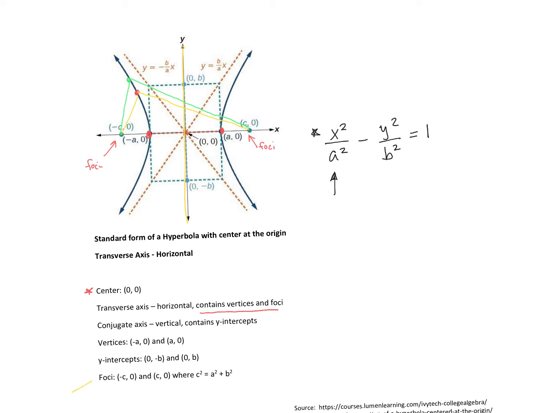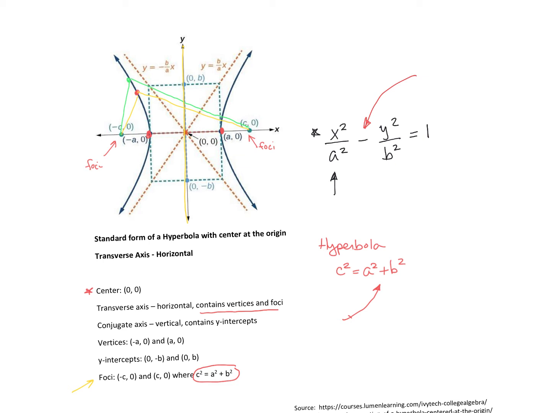And then our foci. Now look at the difference between the equation for the foci here and the equation for the foci with an ellipse. For a hyperbola, we have c squared equals a squared plus b squared. So it's kind of interesting. For a hyperbola, this is minus, but to find the foci, this is plus. And for an ellipse, it's reversed.